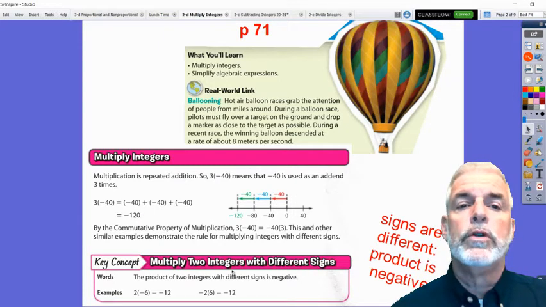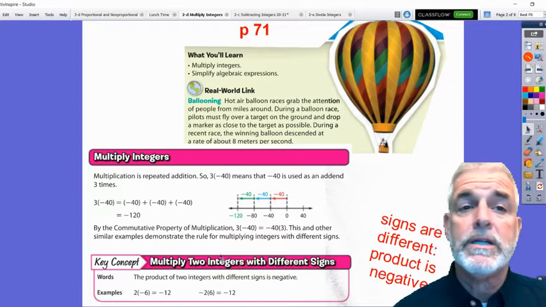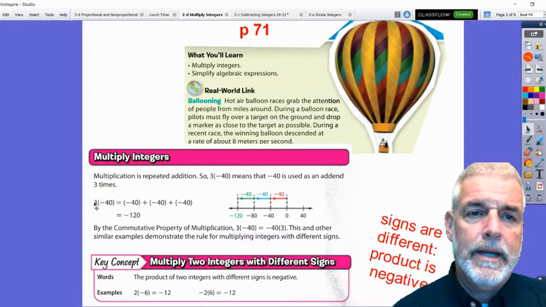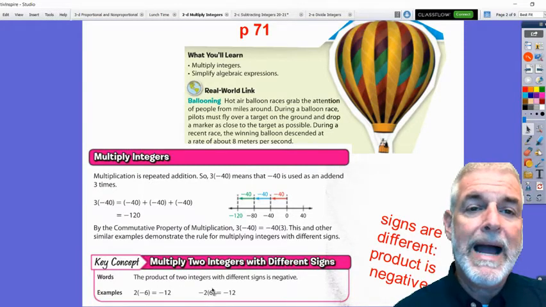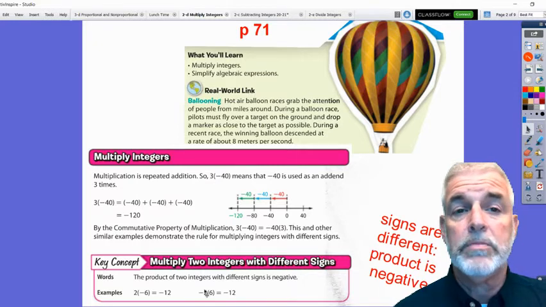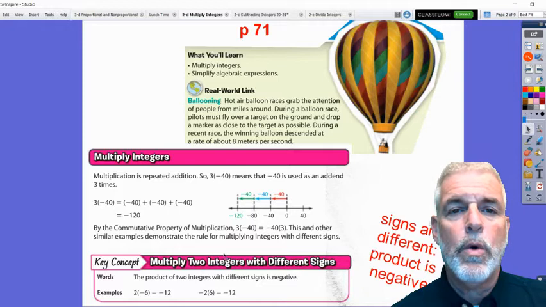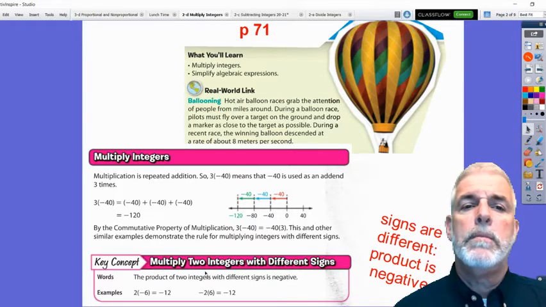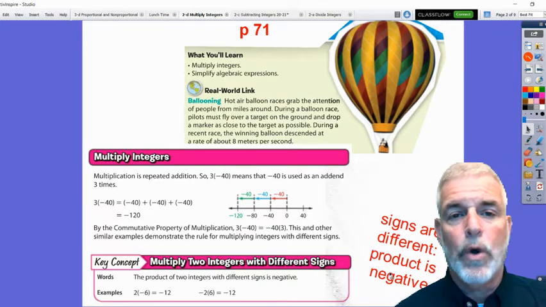So rule number 1 for multiplying integers, when the signs are different, okay? They also explain here that it doesn't matter whether the negative is in the front or the back, what order it's in, because multiplication is commutative, which means that you can change the order of multiplications and the answer is the same. So the rule is multiply 2 integers with different signs, the product, the answer, is always negative.